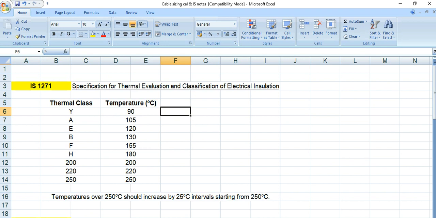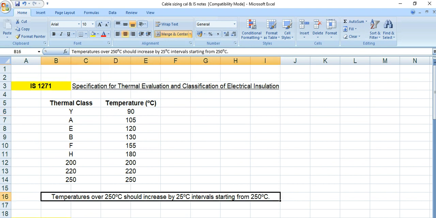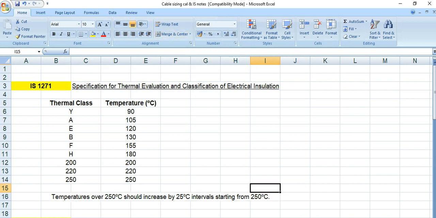And at the end, you can see temperatures over 250 degrees centigrade should increase by 25 degrees centigrade intervals starting from 250 degree centigrade. It is also clearly mentioned in that standard. So this is the thermal class as I have explained here.